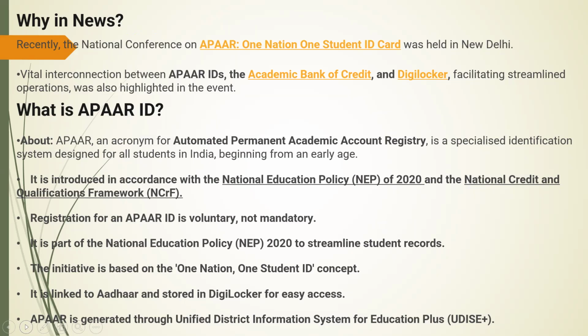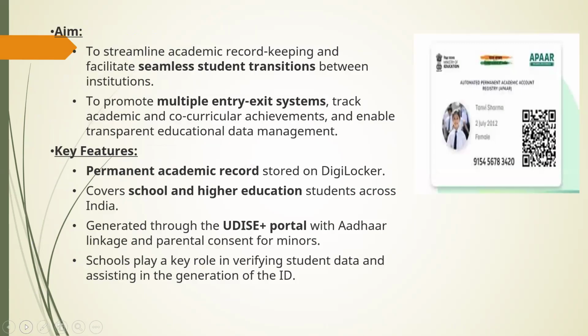APAAR is generated through the Unified District Information System for Education Plus, UDISE Plus. The aim of having an APAAR ID is to streamline academic record keeping and facilitate seamless student transition between different institutions. It promotes a multiple entry and exit system, tracks academic and co-curricular achievements, and enables transparent educational data management.